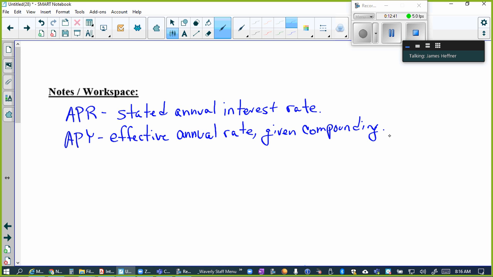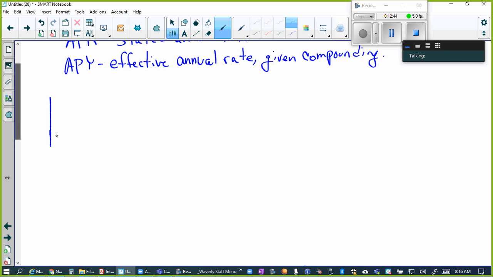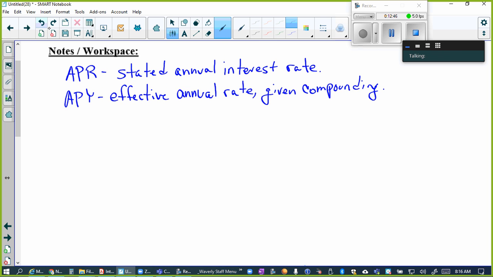Well, let's just start with a real simple example. So for example, let's say we're going to just invest $100.